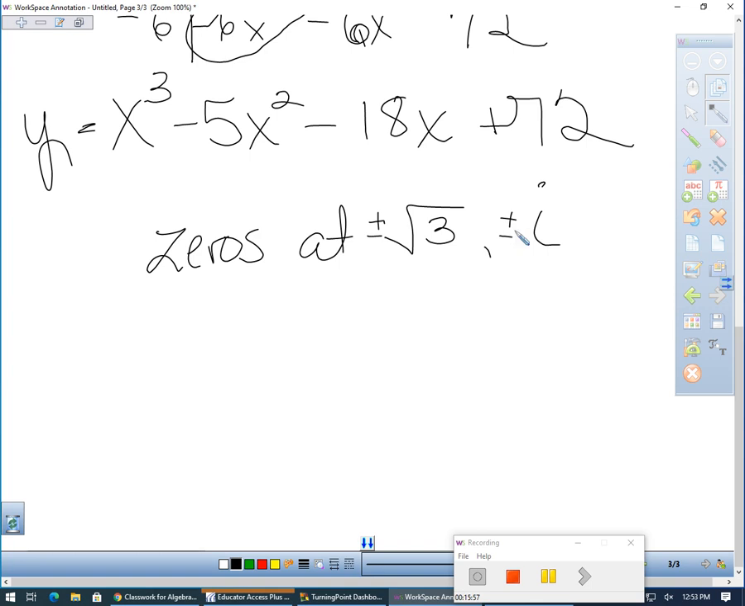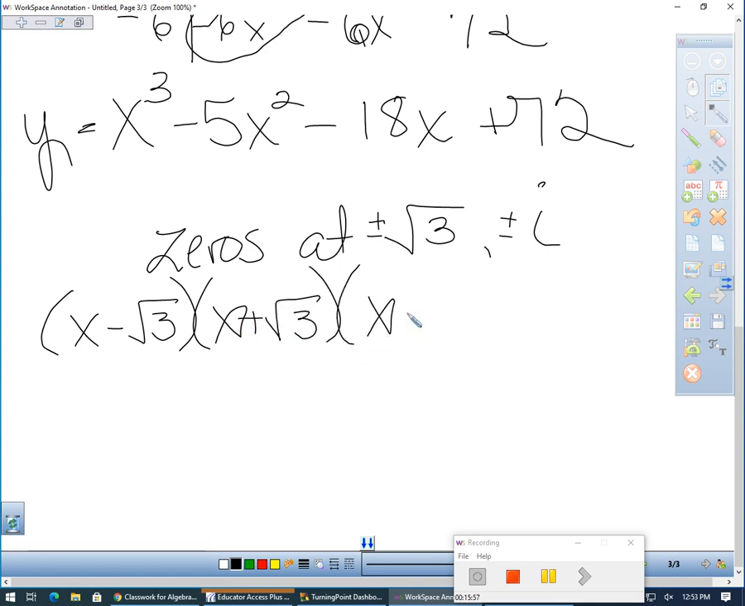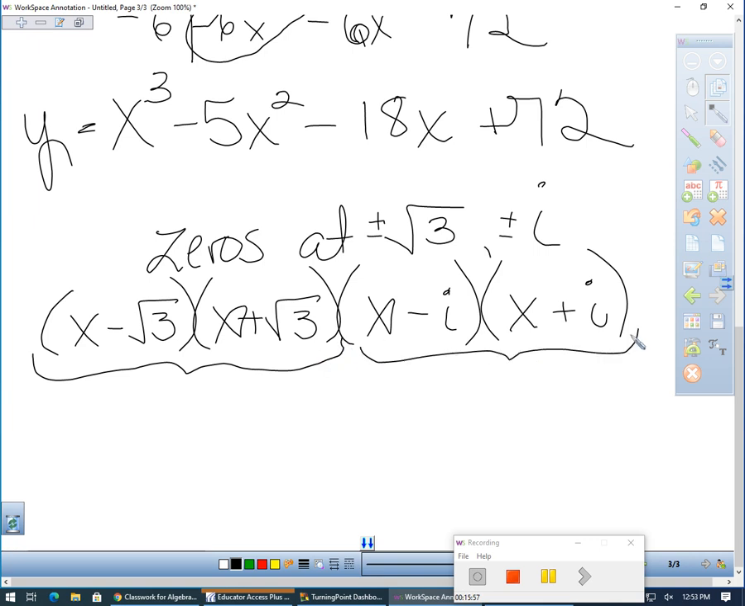All right, so let's start with doing these two. So really we're going to do x minus square root 3, x plus square root 3. We have x minus i, and we have x plus i. Okay. I also want to remind you we wanted to multiply the two that are the same together. We're going to multiply these two together, and then, of course, we're going to take their results and put those together. Okay?